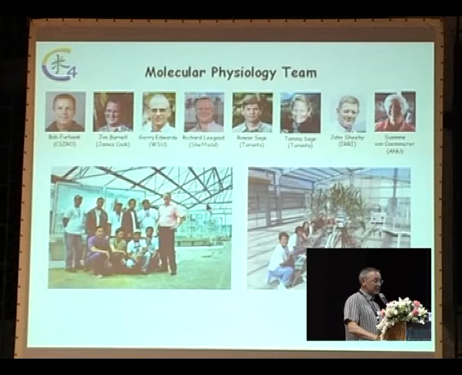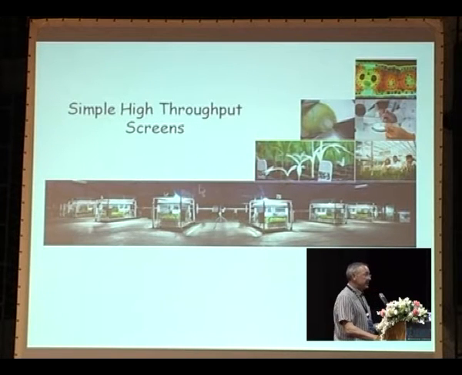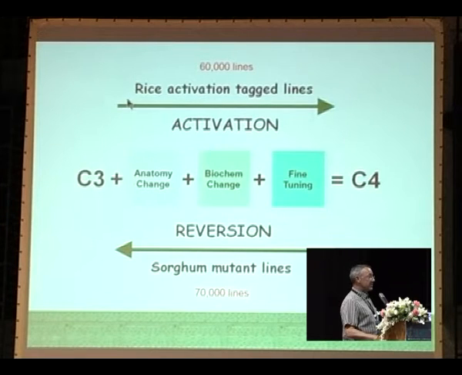We have a molecular physiology team and a genetic screening team. A lot of these people are in the audience, and you'll hear talks during the week about various aspects of the work I'm summarising today. At IRRI, as I mentioned earlier, we're doing the mutagenesis screens, and so we need really simple high-throughput screens. These chambers here just show you some that we've built that are able to screen plants at low carbon dioxide concentrations. I'm not going to be telling you much about those today, but it's got to be easy if we're going to screen large numbers of lines.